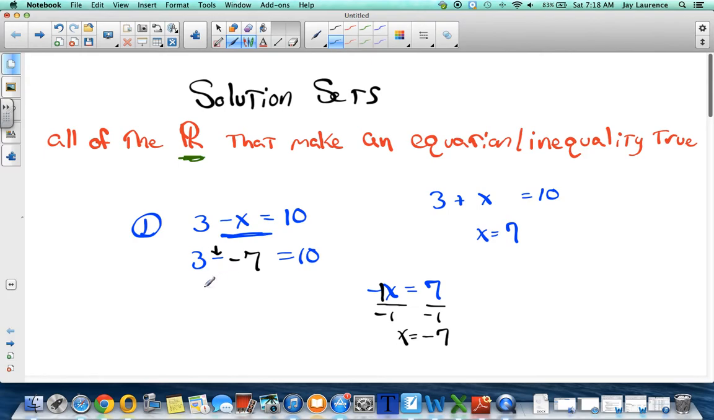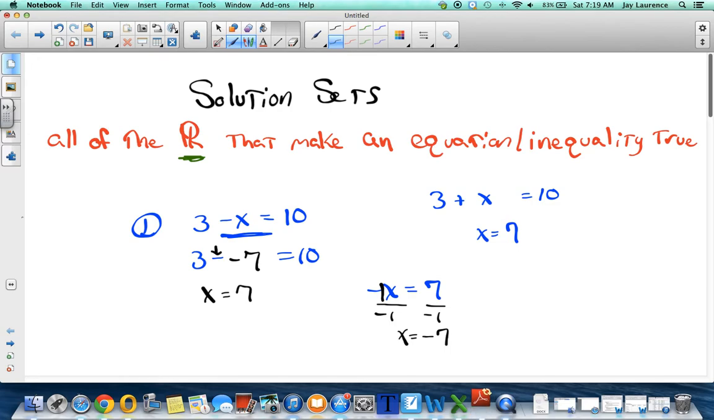So I'm suggesting to you that this part of the equation is really 3 plus 7 in disguise. Yeah, minus a negative is the same thing as adding a positive. Taking away a negative thing is adding a positive thing. All right, so we see that the answer to this is x equals 7, all right?